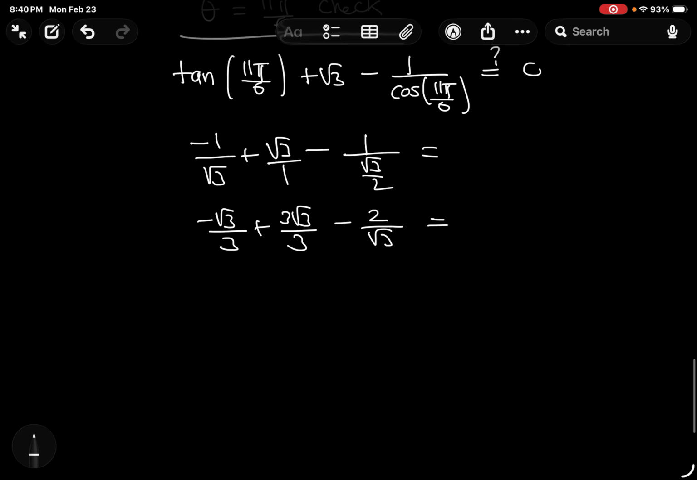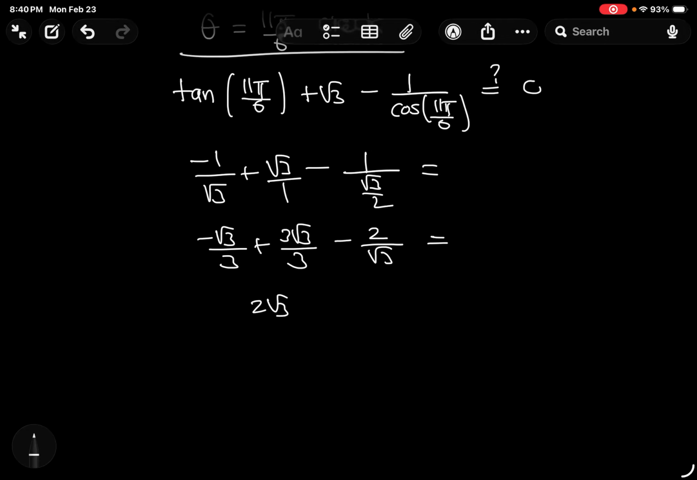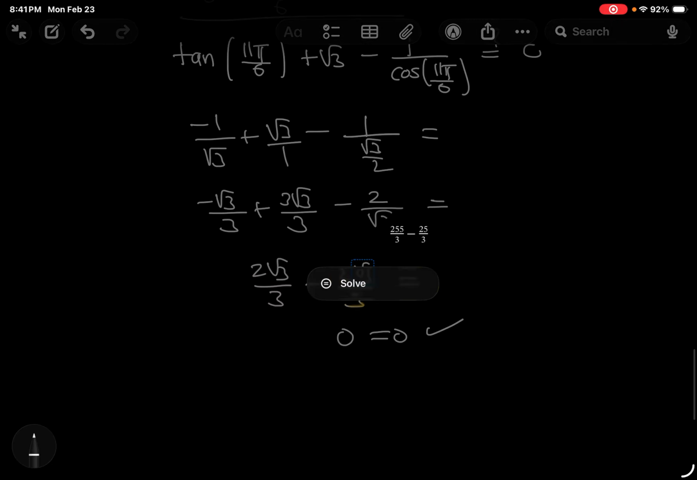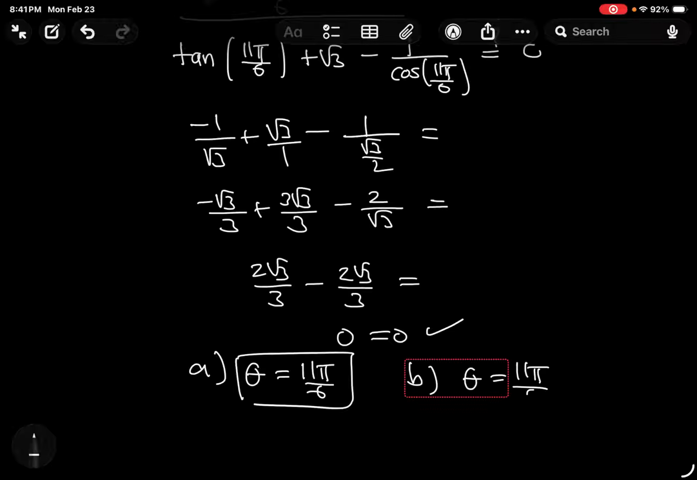And then if I simplify this on the left side, 3 root 3 minus root 3, I'm going to get 2 root 3 over 3. If I multiply the second term right here, 2 over root 3, by root 3 over 3, I'm going to get 2 root 3 over 3. And voila, 0 does equal 0. So your final answer after all that work is that the only solution that you're going to have is 11 pi over 6. And then the general solution, theta is going to equal 11 pi over 6 plus 2 pi n. Okay.